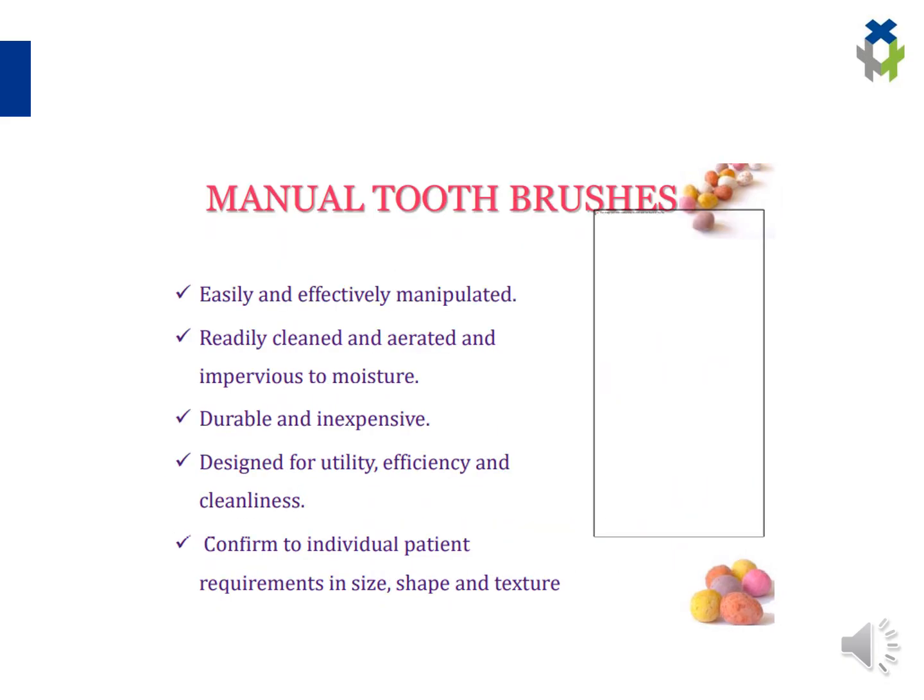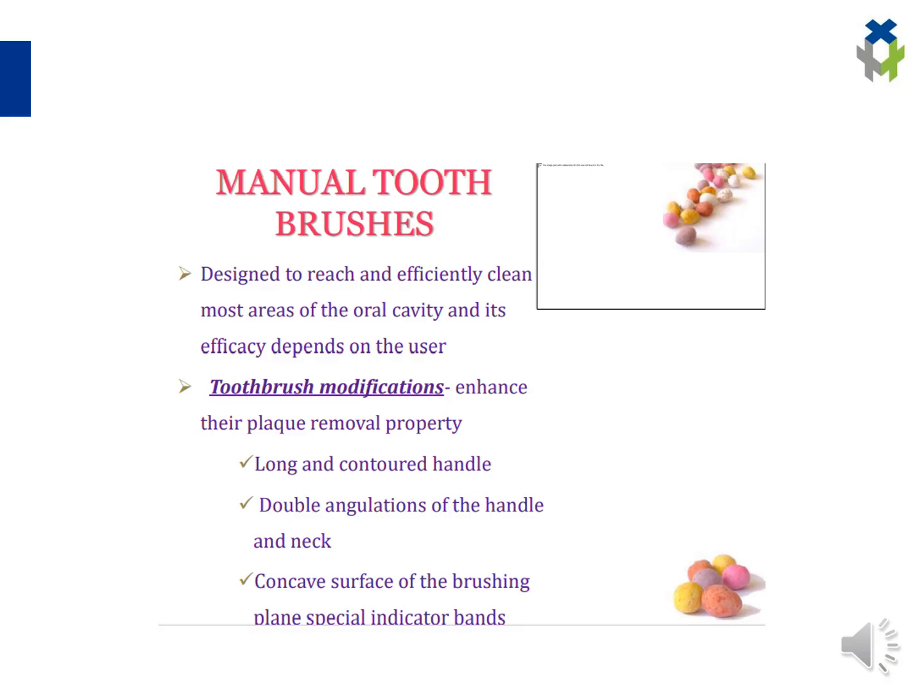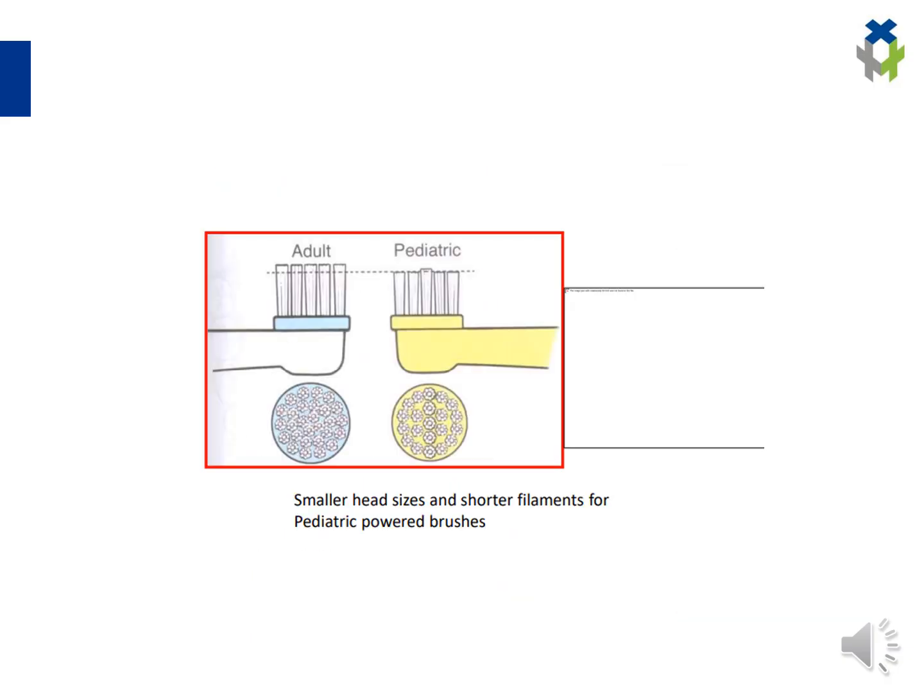The manual toothbrushes are easily and effectively manipulated, durable and inexpensive, and conform to individual patient requirements. The modifications of manual toothbrushes are a long and contoured handle, double angulation of the handle and a concave surface of the brushing plane. This is the difference between an adult and a pediatric toothbrush.